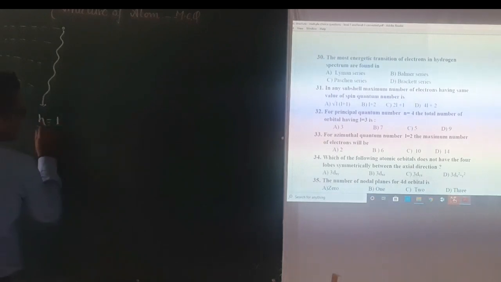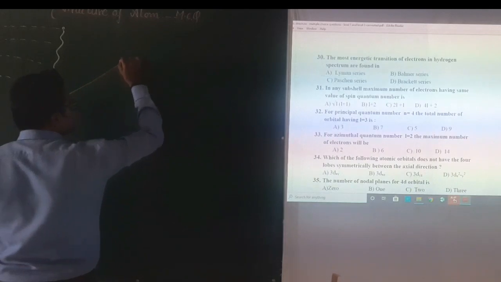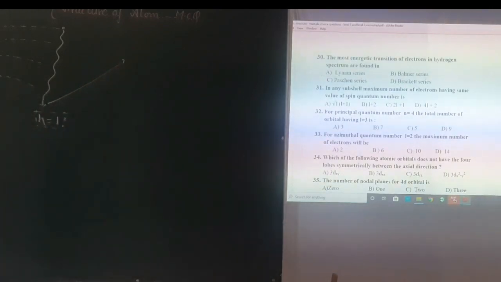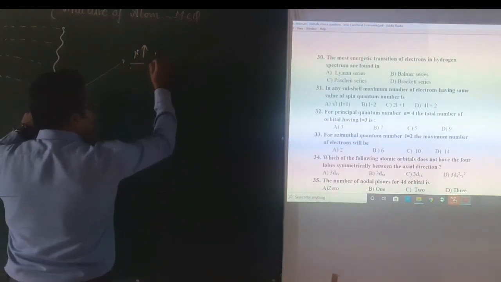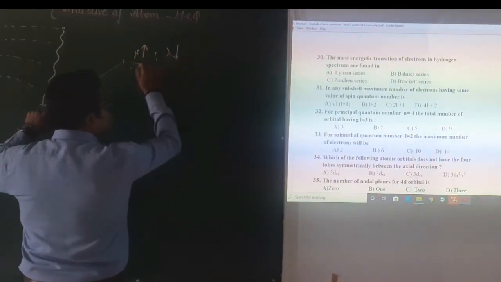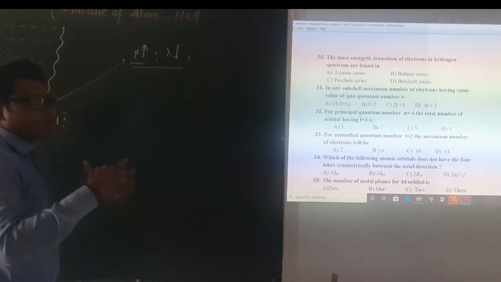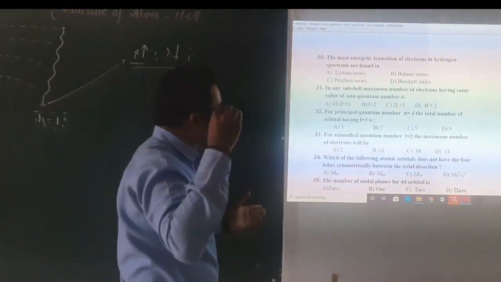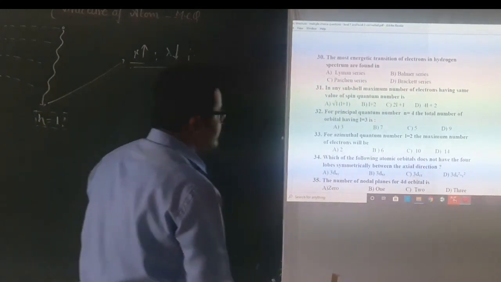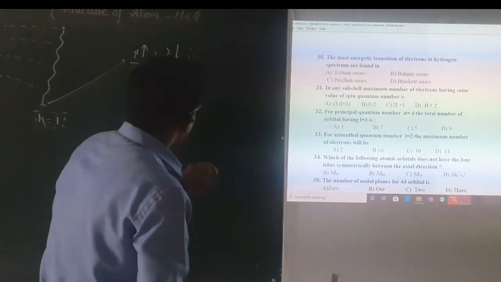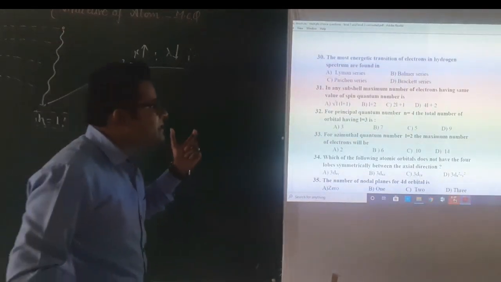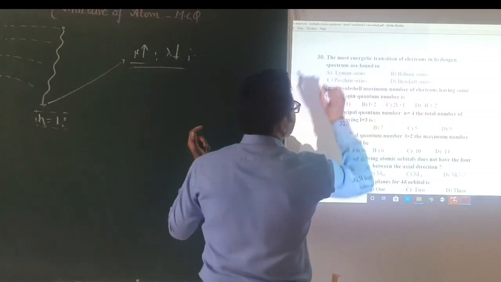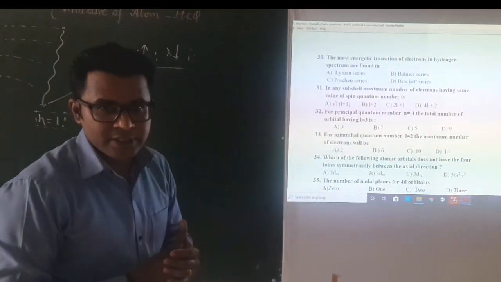Anything that falls from the higher energy level to n equals 1, the radiations that are emitted have a higher frequency, or I would say a lower wavelength. In short, they have a good amount of energy. These are the most energetic transitions. Any transition to n equal to 1 is a Lyman series. So the answer for 30 is the Lyman series.